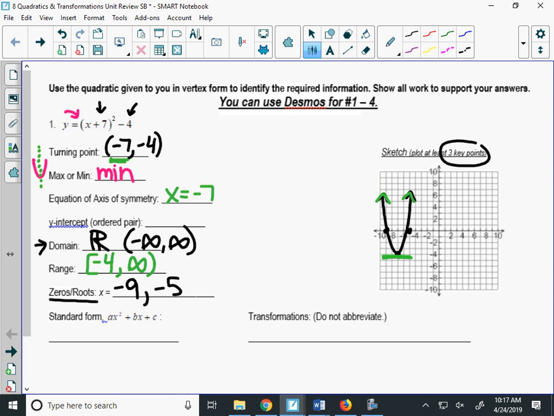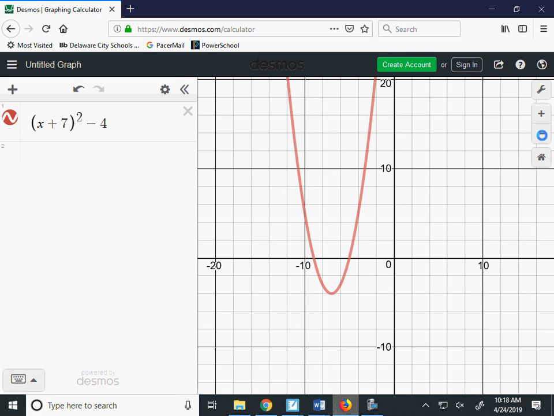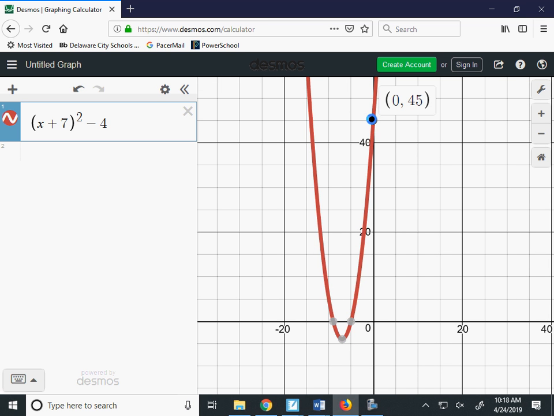Now let's go back to y-intercept. I don't see my y-intercept on the graph that I made, so let's look at Desmos. I am actually going to have to zoom out here. Zoom out, I'm looking for where I cross the y-axis, which when I click on it gives me 45.